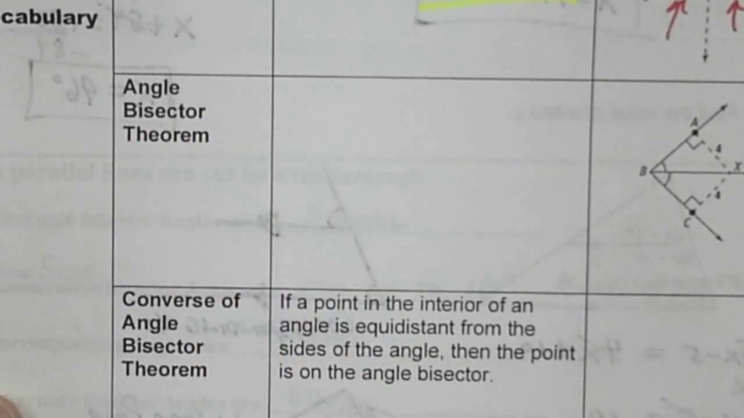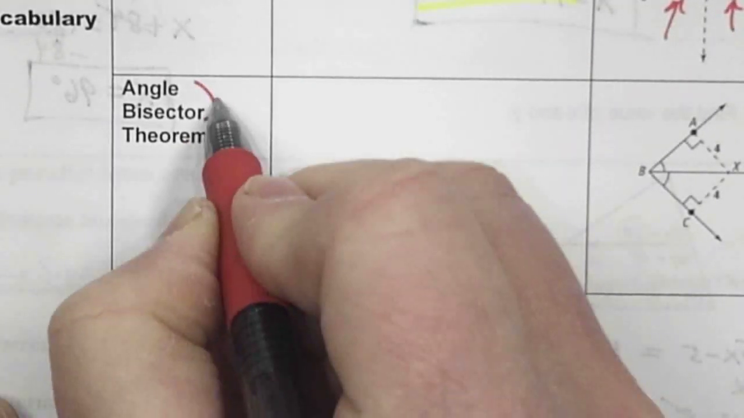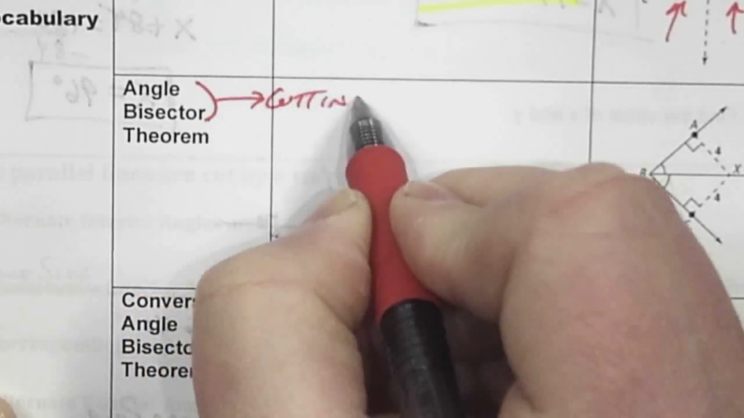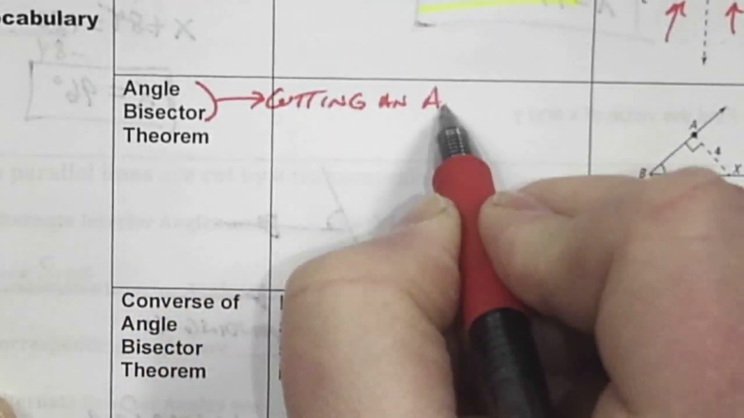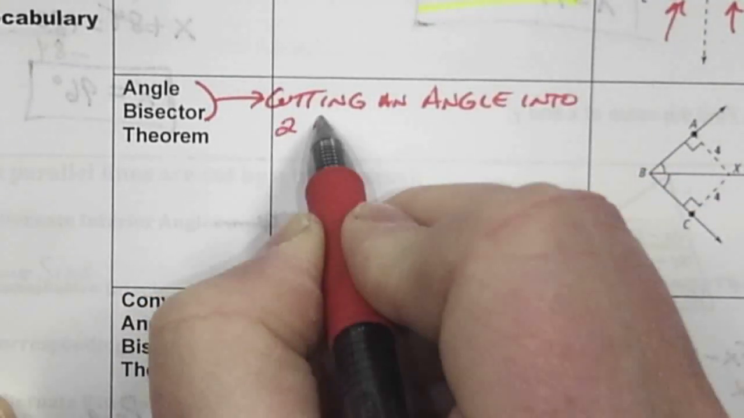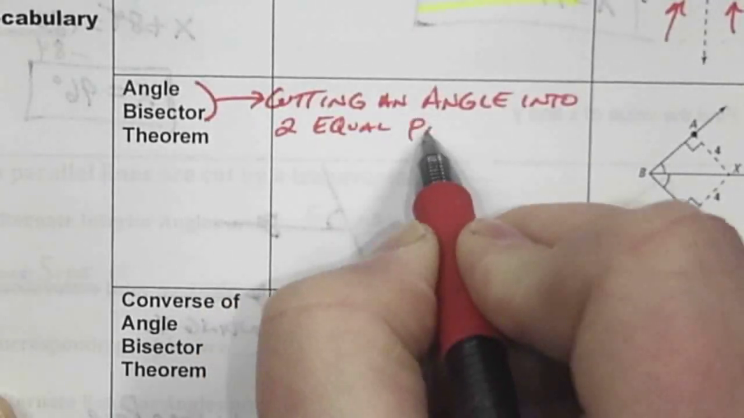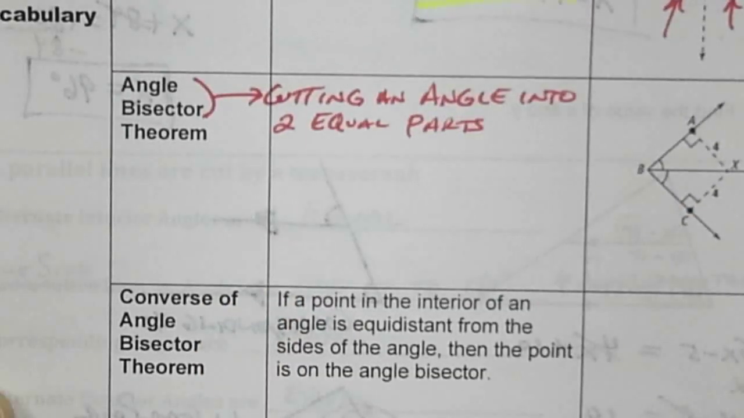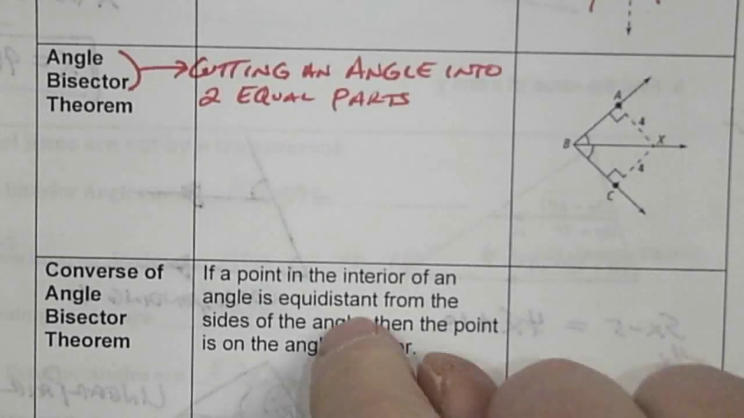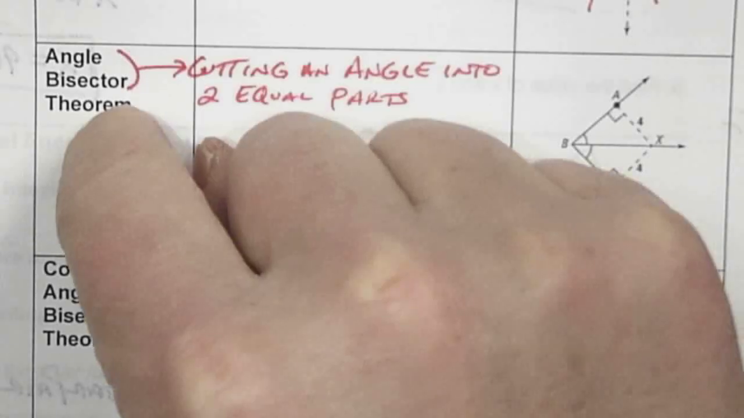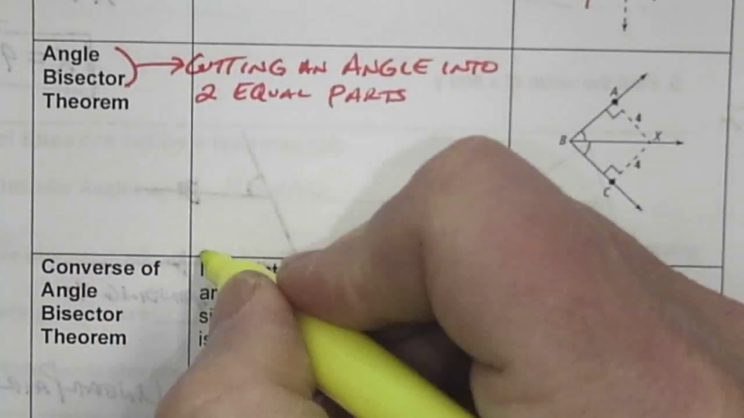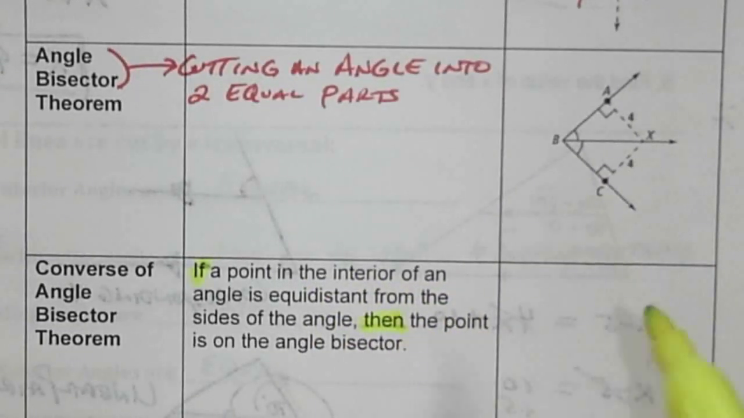Okay? What is an angle bisector? A bisector cuts in half. This angle bisector is cutting or splitting an angle into two equal parts. Okay? And you can see the converse down here. If you want to know the regular theorem, just look at if and then. Here's if, and here's then.